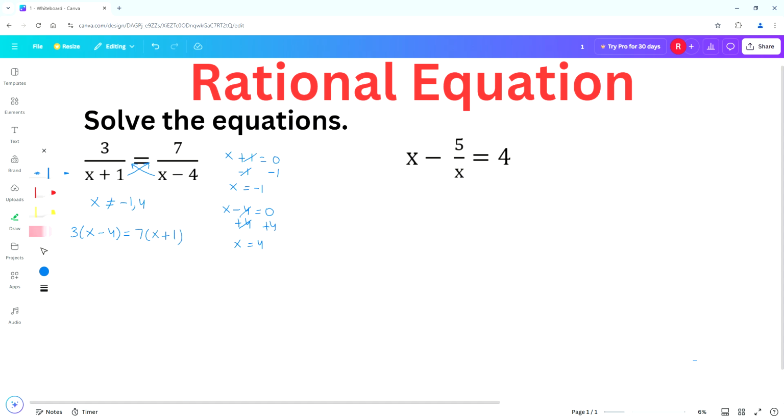Next, we can distribute the numbers into the parentheses. On the left side, we can distribute 3, and on the right side, we can distribute 7. Next, we can combine the x terms by subtracting 7x from both sides.